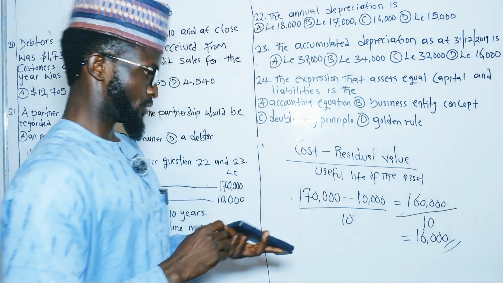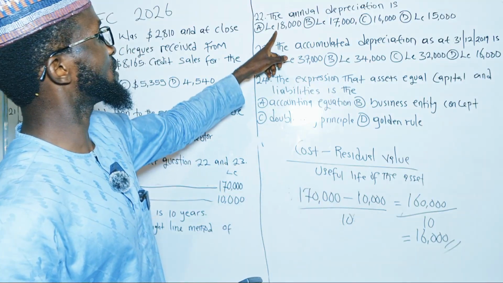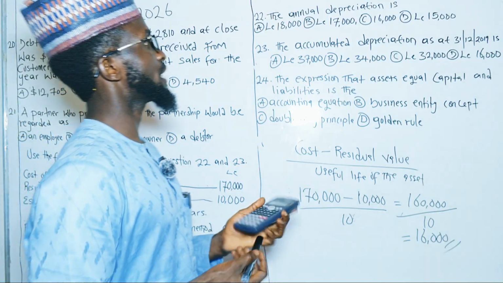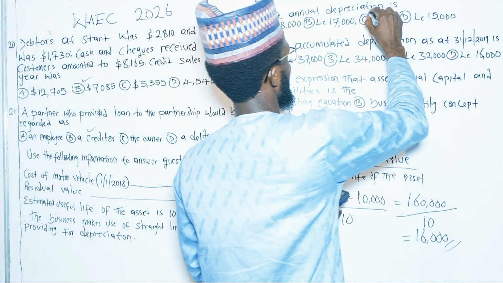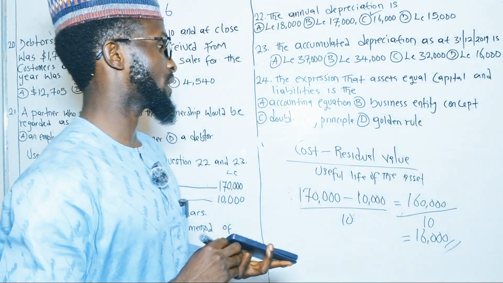16,000. This should be our annual depreciation, 16,000. Let's see where we can see 16,000. Our answer should be C. That is our annual depreciation, 16,000.